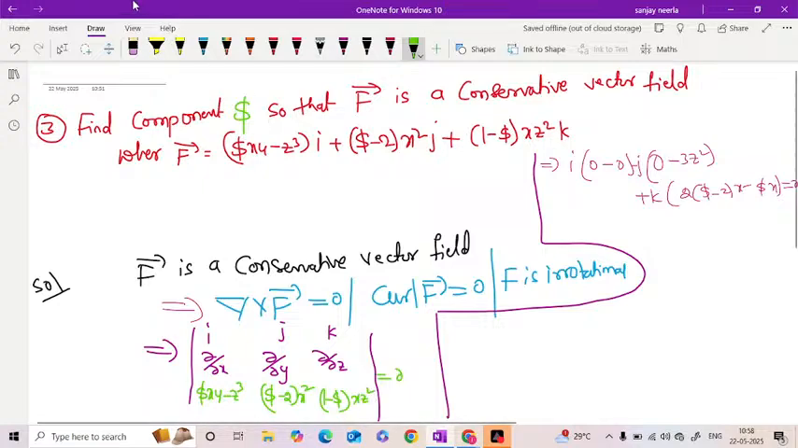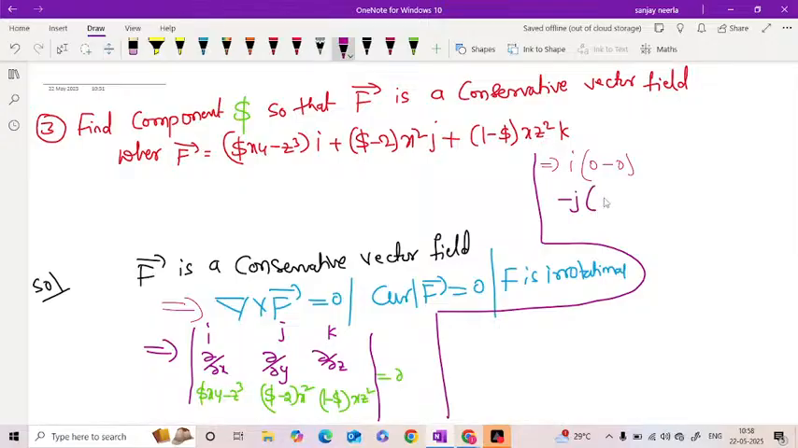Okay. Now the first one is, oh my god, this is also 0. First one 0, second one will change. So minus j into 1 minus z square, minus of minus 3z square, plus k into 2 minus 2 into x minus x is equal to 0.